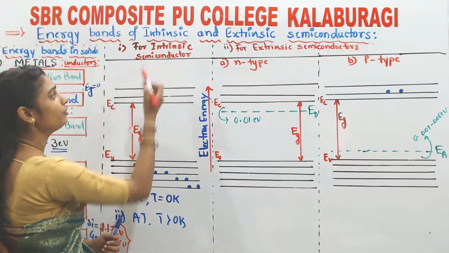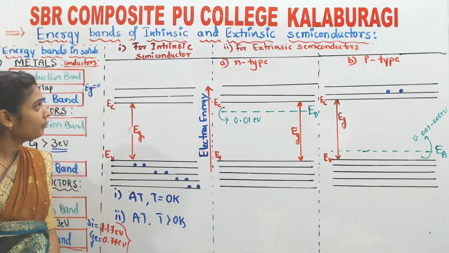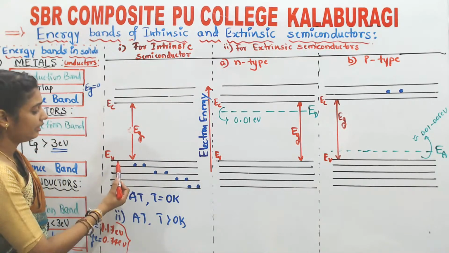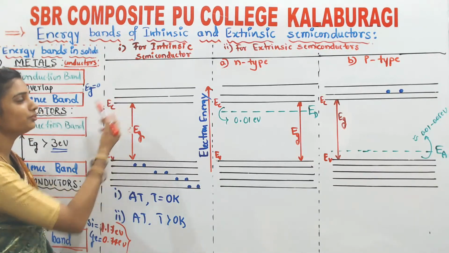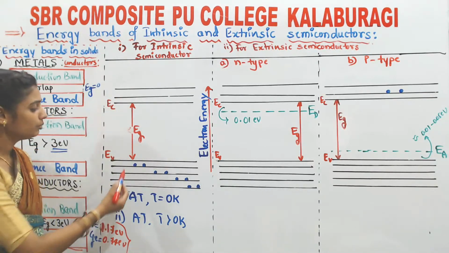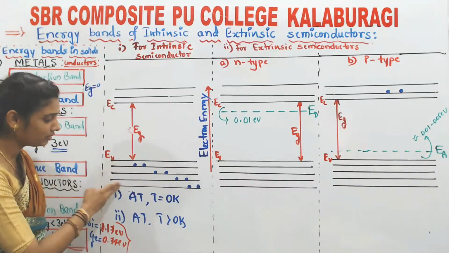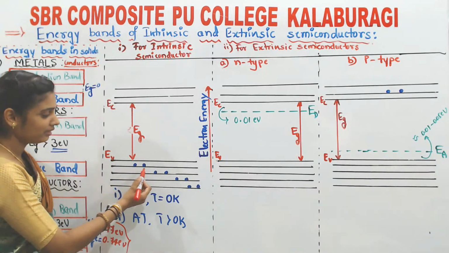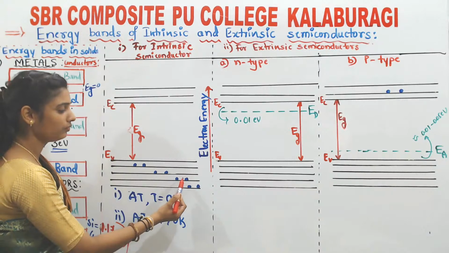We will discuss the energy band in the intrinsic semiconductor. Look at this. Here again, I have given you the two bands. One is the valence band, and the next one is the conduction band. These black lines show the energy levels in the bands. In these energy levels, in the valence band, there are electrons filled.